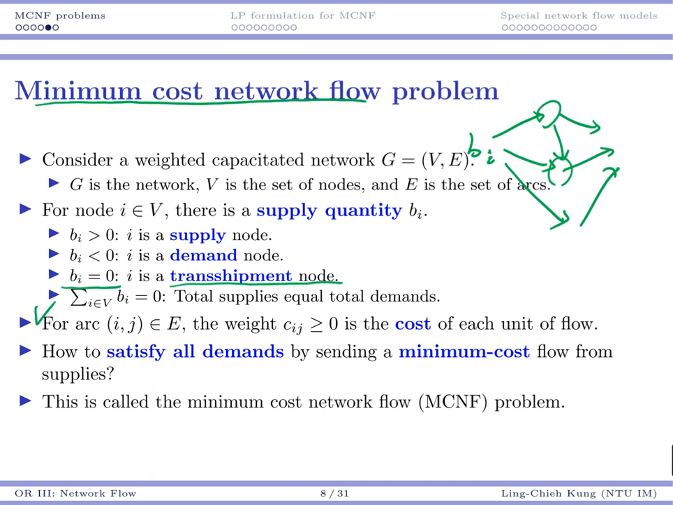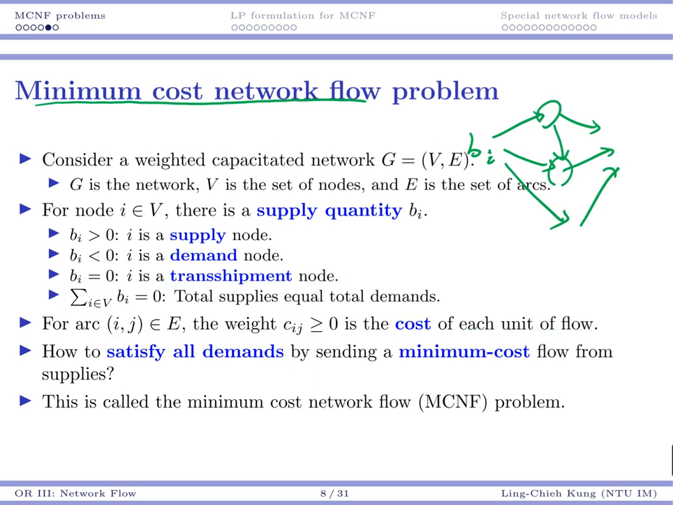For each arc ij, the weight is called Cij. Cij is typically set to be positive, the cost of each unit of flow. It's not always non-negative; sometimes you may see a negative cost. But in typical cases, you see a positive cost or zero cost. That's the cost you need to pay for each unit of flow on that particular arc.